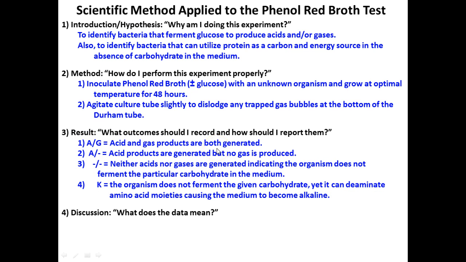A/G is acid with gas production, and this means they fermented the sugar, right? A/- means that acid was produced, they fermented the sugar, but no gas was produced. Neither acids nor gas were generated, and this indicates that the organism does not ferment a particular carbohydrate in the media. This would be minus, right? No acid, no gas, right? No color change from the starting point. K is another possibility, and that's if it's no fermentation at all, right? Instead, it's utilizing the protein source and it's producing alkaline products, which produces that pink color.